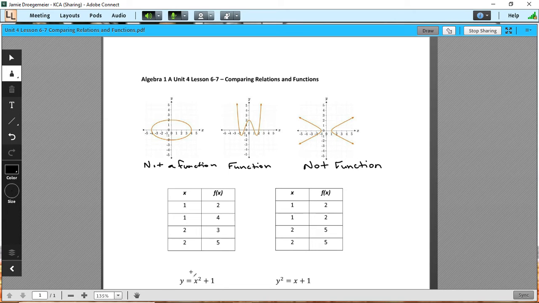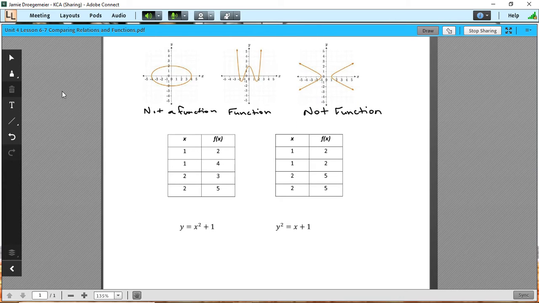All right, so then next one we want to look at are some tables. And so we've talked about with a table, if we have an input value, it can only have exactly one output value for it to be a function. Well, if you look at this one here, when x is 1, f of x, or our output, is 2, it can also be 4. When x is 2, our output can be 3. It could also be 5. So that tells us, sorry about my handwriting here, that is not a function because each input doesn't have exactly one output.